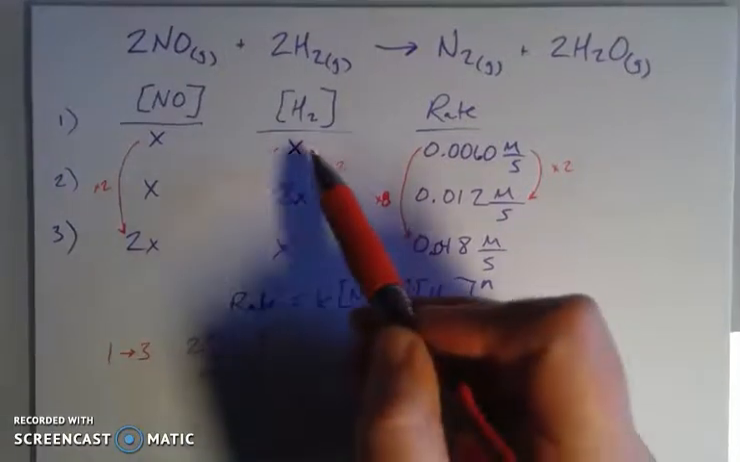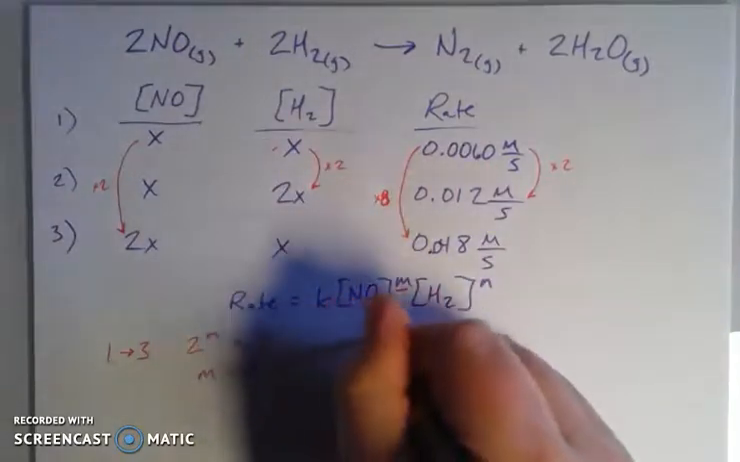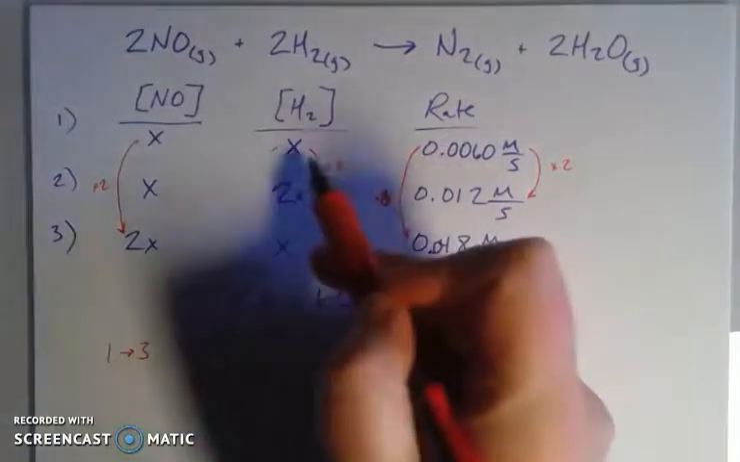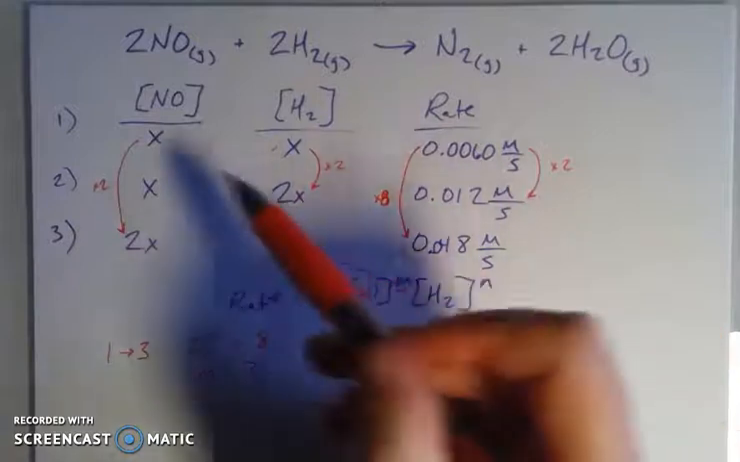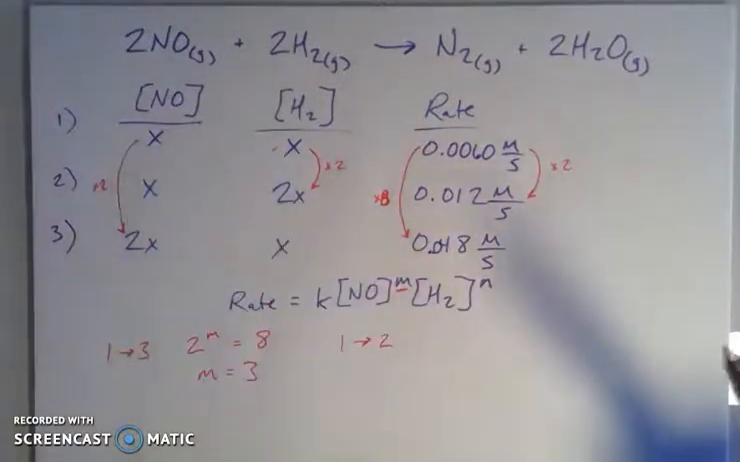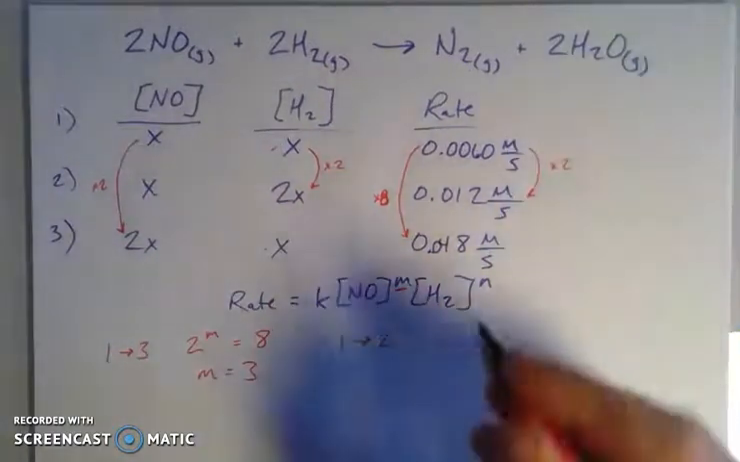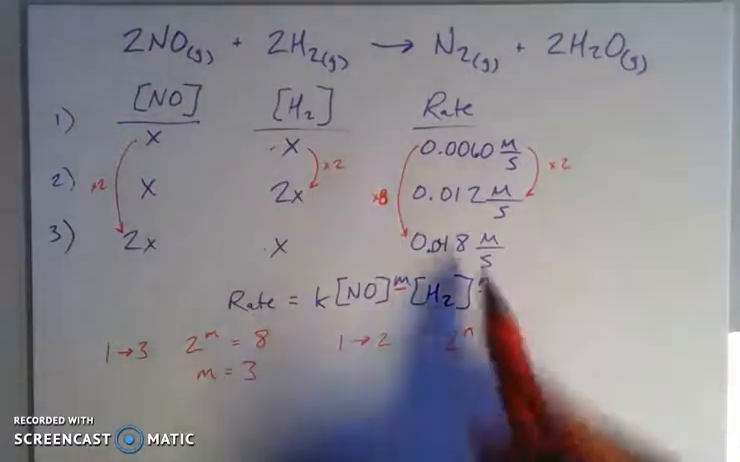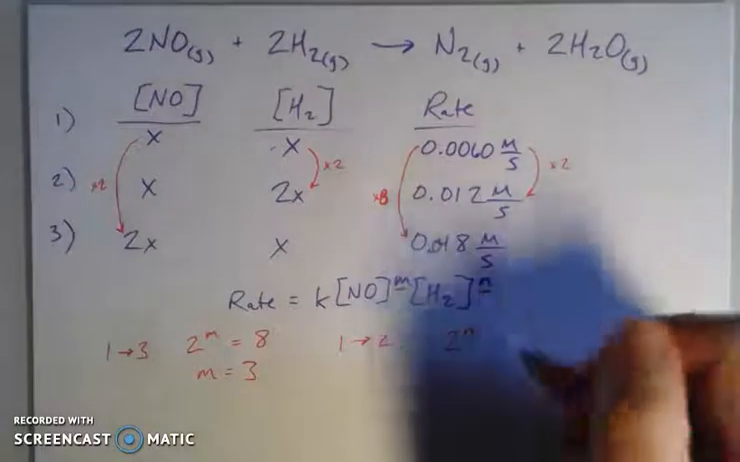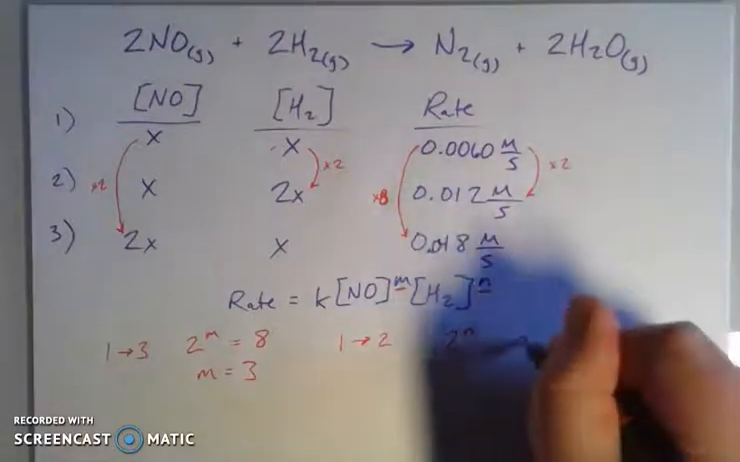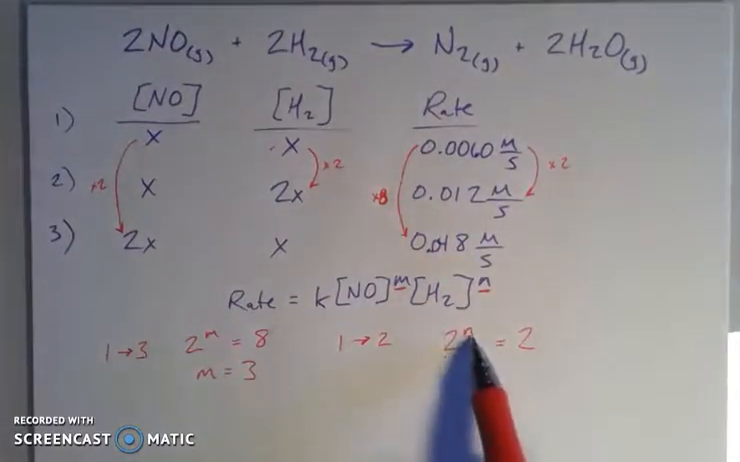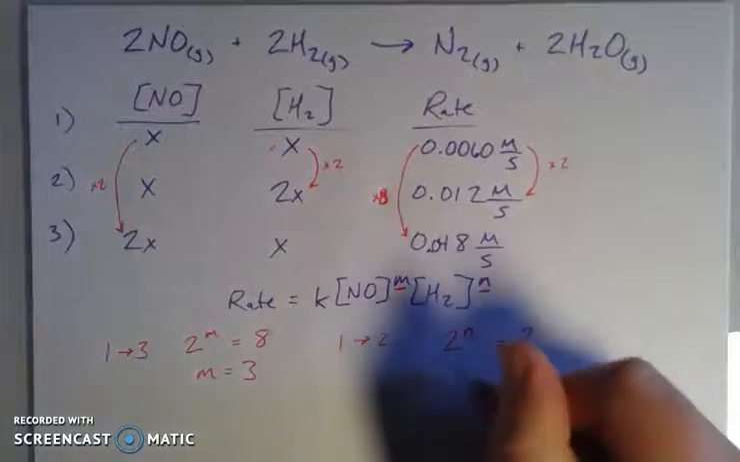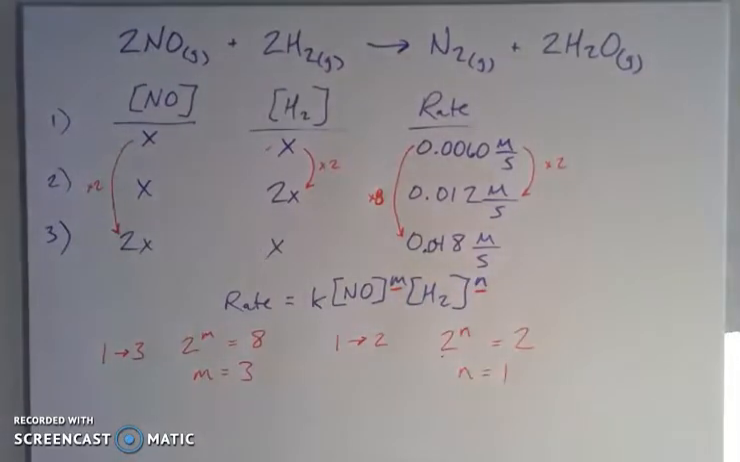And then I can do the same thing for these runs. So this one I'm going to compare 1 to 2. I doubled my concentration of hydrogen, my nitrogen monoxide stayed the same, and when I did that, the rate doubled. So that would be 2 to the n. Now I'm looking at this variable because it's related to my hydrogen. 2 to the n is equal to 2. So 2 raised to what power is 2? Then n is going to be equal to 1.